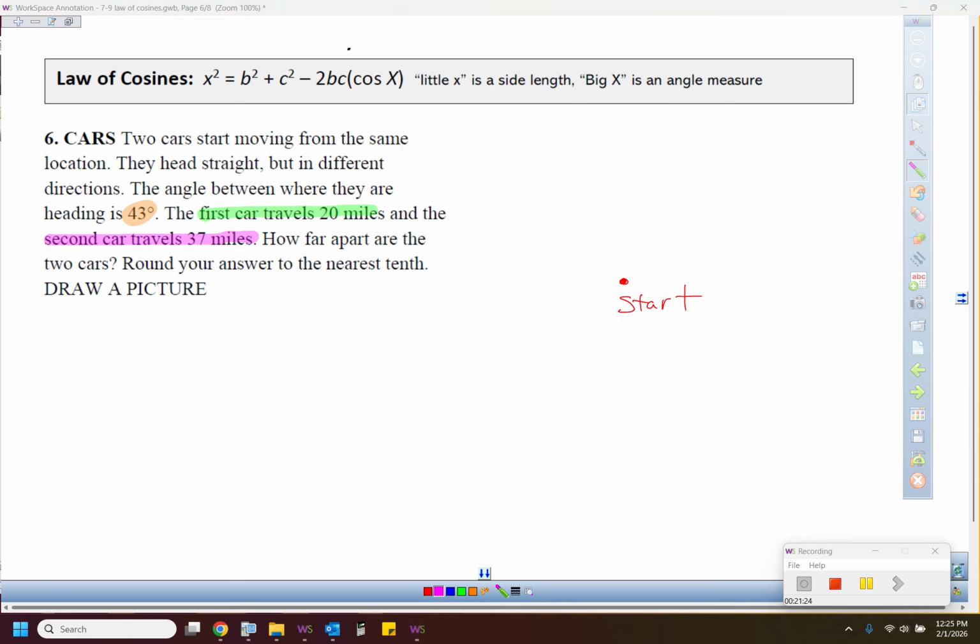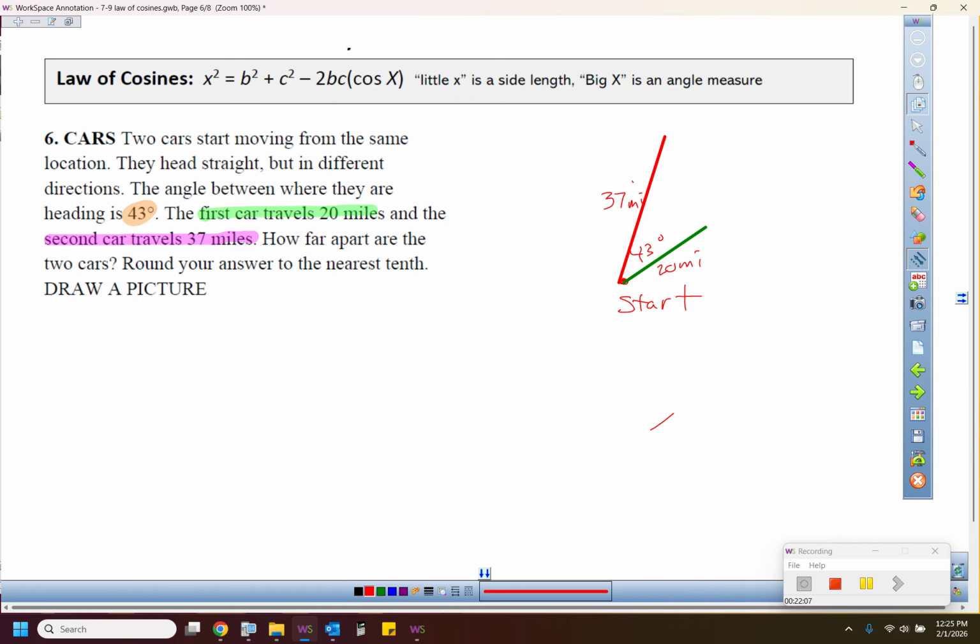So watch this. In green, I'm just going to put a segment for the first car going 20 miles. Boom. 20 miles. And then in red, which is pretty close to pink, I'm going to make a segment that's basically twice as long as that, and at roughly 43 degrees. So nothing perfect here, but something like this, 37 miles, and it happened at 43 degrees. So one of them in green went this way, 20 miles. The other one went 37 miles this way, and they went apart at like 43 degrees.